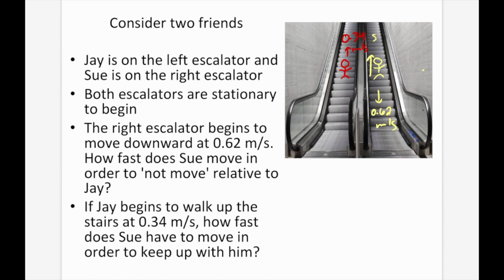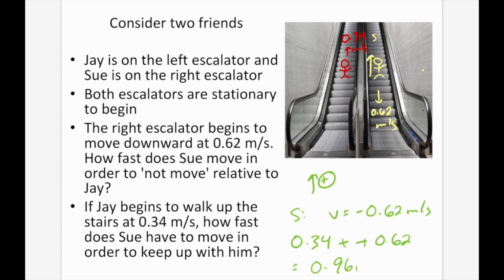Well, Sue, let's just say that up is positive. Okay, so initially Sue has a velocity of negative 0.62 meters per second. We need her to move actually positive 0.34. So we need to make up the difference. So it's going to be 0.34 subtract negative 0.62. Two negatives, you add them together, and you get a velocity going upwards of 0.96 meters per second. So if she wants to keep up with Jay, who's moving up the stairs at 0.34 meters per second, she needs to move 0.96 meters per second up.